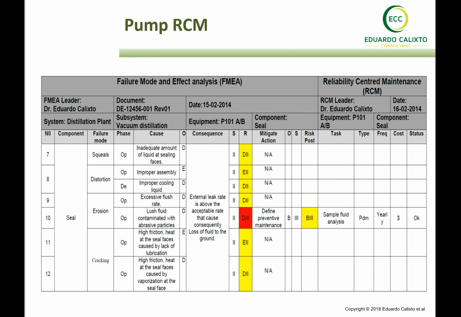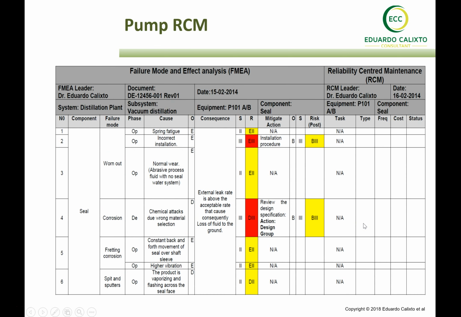Okay, so let's move forward and take a look at the seal. In the seal, what we already have here as a critical failure mode is erosion, and the cause of the erosion is flush fluid contaminated with abrasive particles. So we need to have some fluid sample analysis, and we do that every year. So that was the task defined during the RCM by the RCM group concerning the seal.